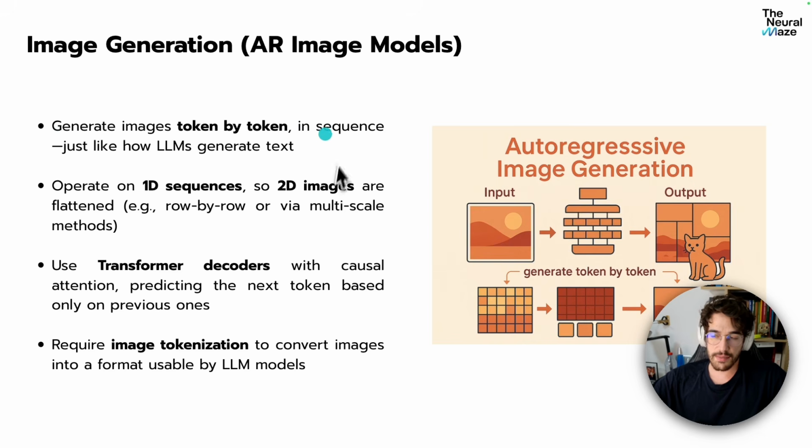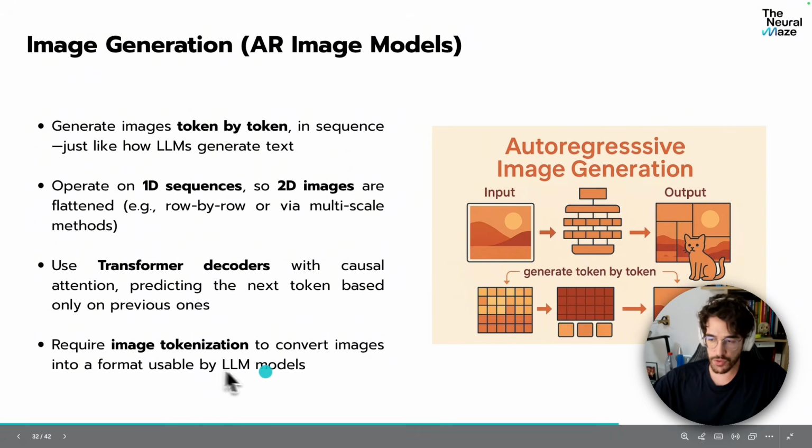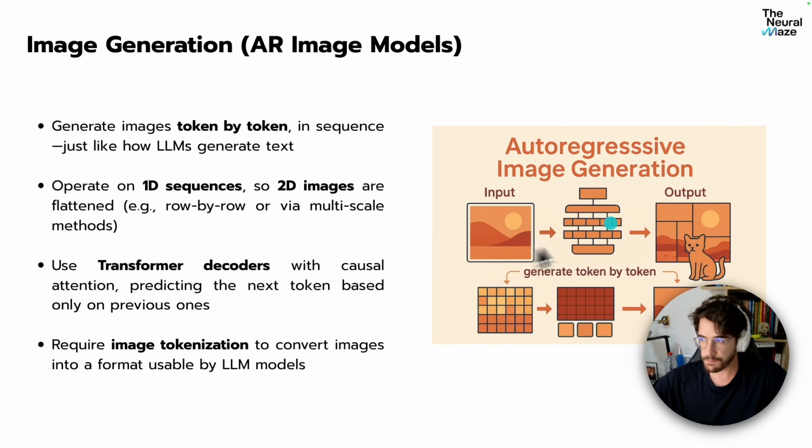They generate images token by token in sequence, just like how LLMs generate text. They operate on 1D sequences, so 2D images are flattened row by row or via multi-scale methods. They use transformer decoders with causal attention, predicting the next token based only on previous ones. And they require, of course, image tokenization to convert images into a format usable by LLM models. Here you can see a very fancy picture that I found online that gives you a glimpse of what I'm describing here using words.